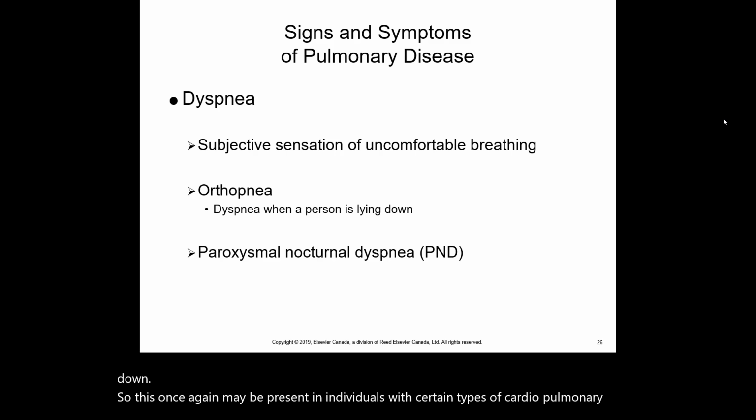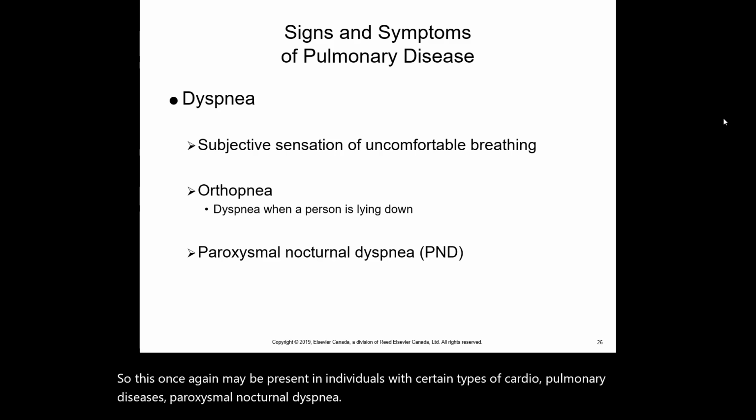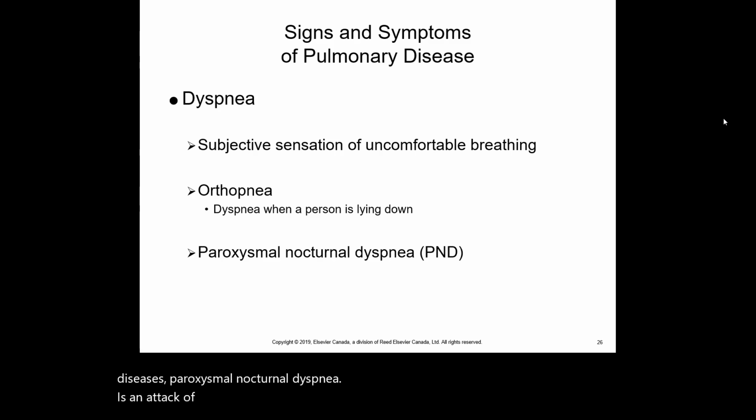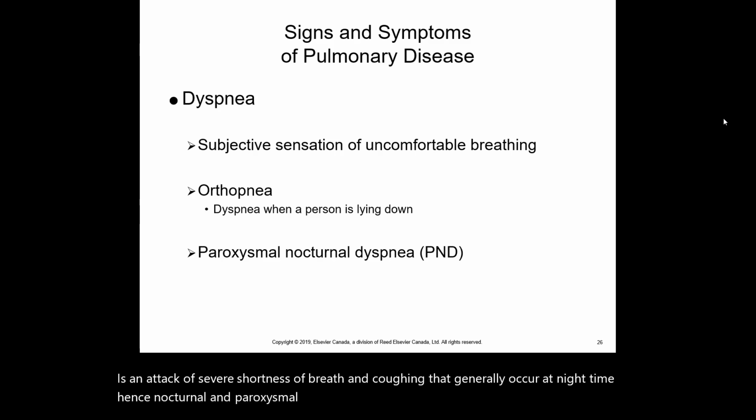Paroxysmal nocturnal dyspnea is an attack of severe shortness of breath and coughing that generally occur at nighttime, hence nocturnal, and paroxysmal means that it is intermittent. It usually awakens the person from sleep and may be quite frightening.